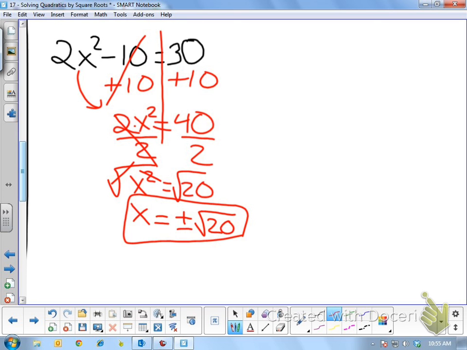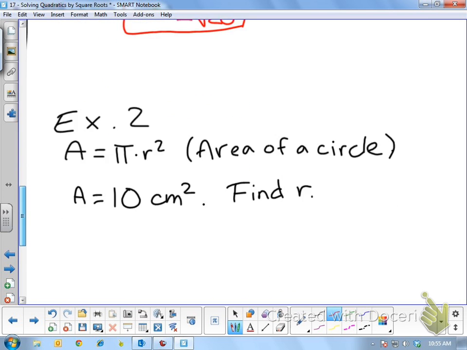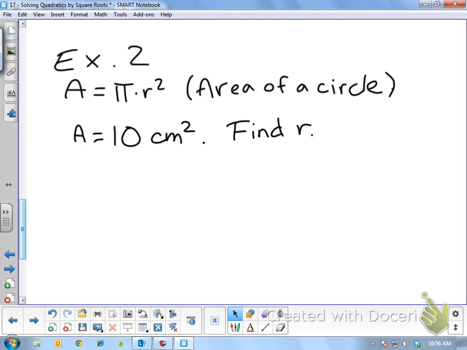So let's do another example. So I can do these same equations, but kind of put them in word problem format. Let's say I've given you the area of a circle, which is the formula pi r squared. And we know the information that the area is 10 centimeters squared. And we want to find what would the radius of my circle be if we knew the area was 10 centimeters squared. So the only difference between this and the last equation is we kind of have to set it up. We have to do one step of substitution, and then we're good to go.